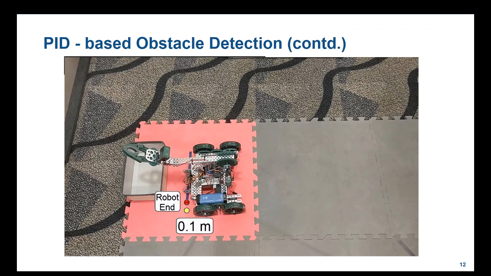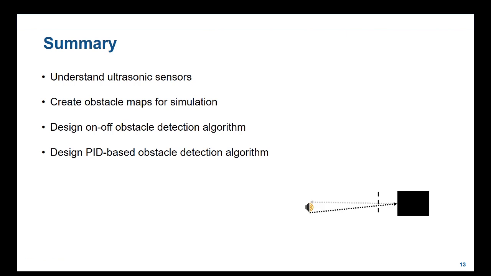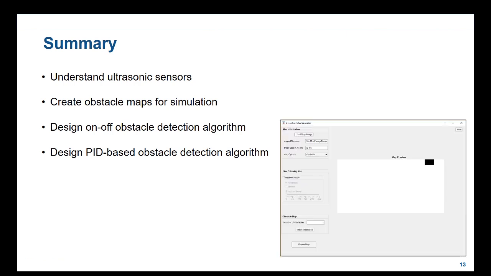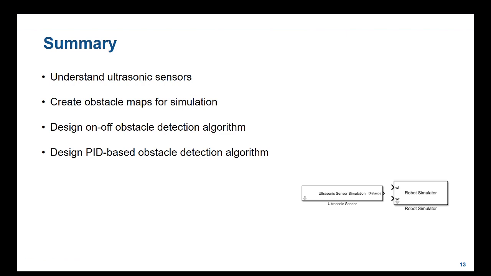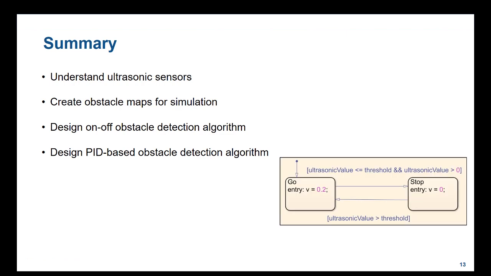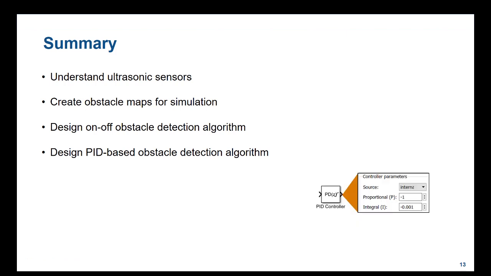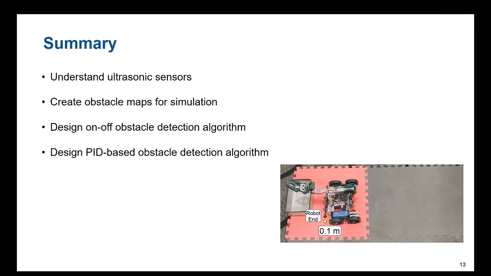We just saw how to implement obstacle detection using PID. To summarize, we saw the basics of ultrasonic sensors. We then looked at how to create obstacle detection maps for simulation using the simulation map generator. We then took a look at how to use the ultrasonic sensor and robot simulator blocks to visualize our simulation. Then we learned about the on-off obstacle detection algorithm and implemented it using a state flowchart. And finally, we talked about using PIDs to perform obstacle detection and saw that it gave us a smoother behavior. In both these algorithms, we saw how they performed on the hardware.